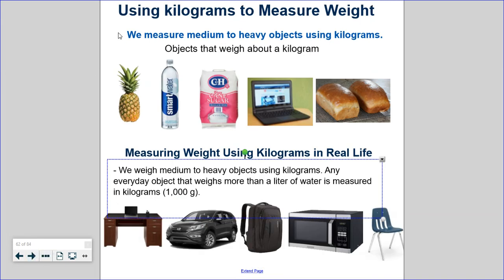Now we use kilograms to measure most other things, heavy, medium to heavy objects. So these things weigh about 1 kilogram. A pineapple, a bottle of water, a pound of sugar, a laptop computer, or a couple loaves of bread. So we measure heavy things using kilograms, like a desk, like a car, like a backpack, a microwave, or a chair. Anything that weighs more than 1 kilogram would be measured in kilograms.